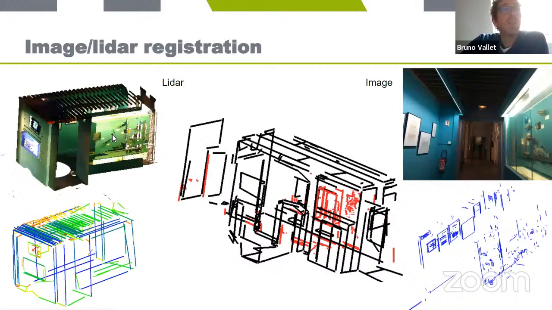On the left, you have a LiDAR point cloud and the 3D line segments that were extracted from the LiDAR point cloud. On the right, you have an image and the segments extracted from the image, and in the middle is the registration of these two line sets.